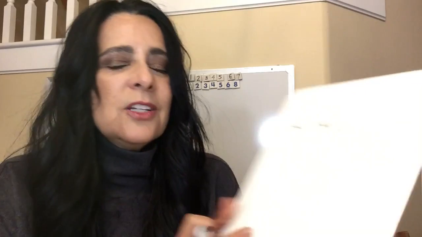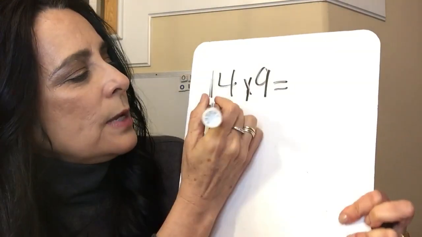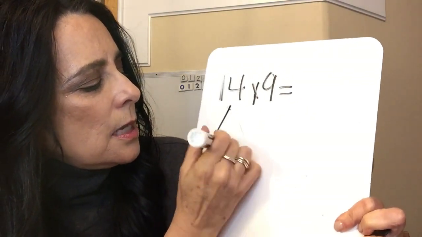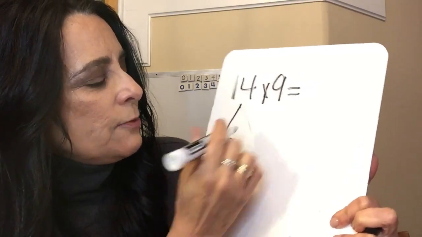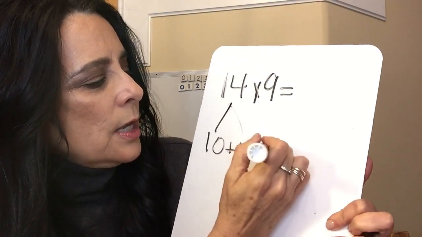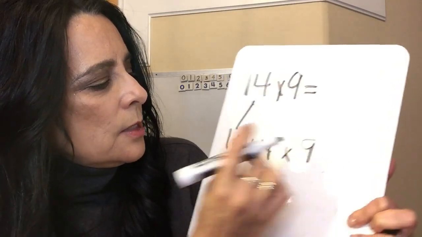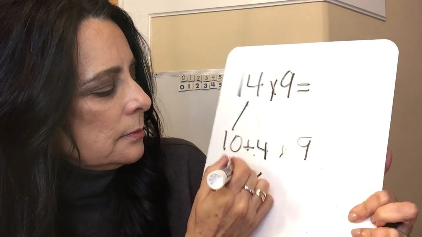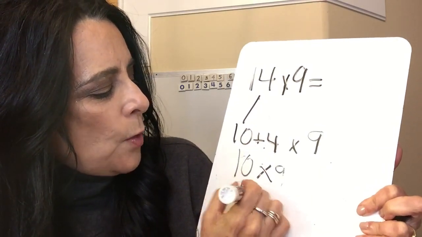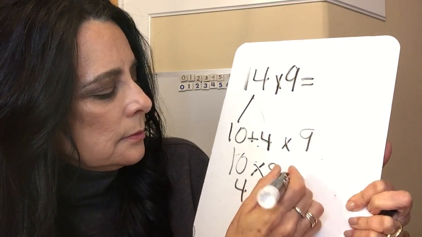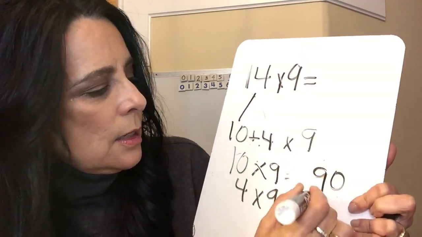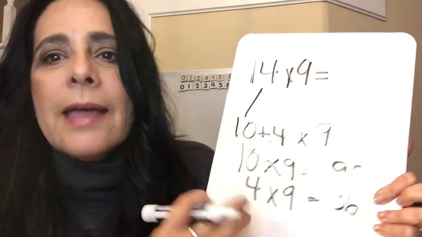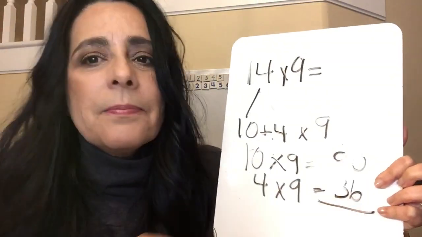I'm going to do one more with you, 14 times 9. I would have never thought to teach my students how to do this any other way. Here we go. 14 is 10 plus 4 times 9. So we're going to go 10 times 9, and then 4 times 9, which is 90, which is 36, and when we add that up, we get 126.